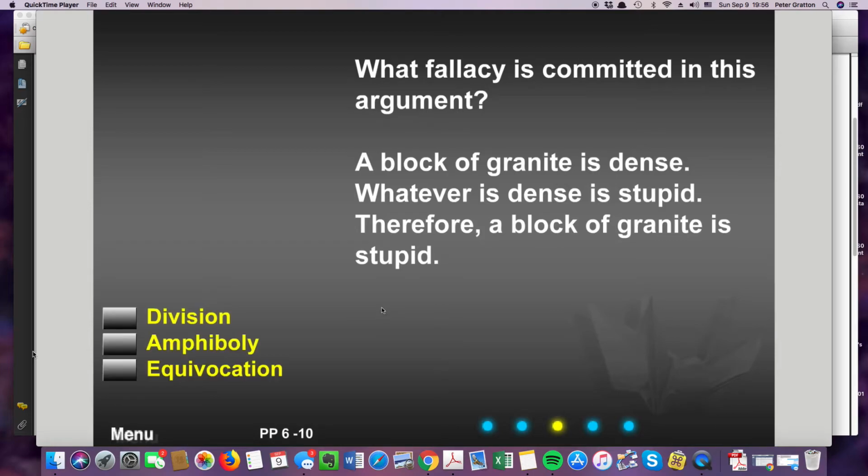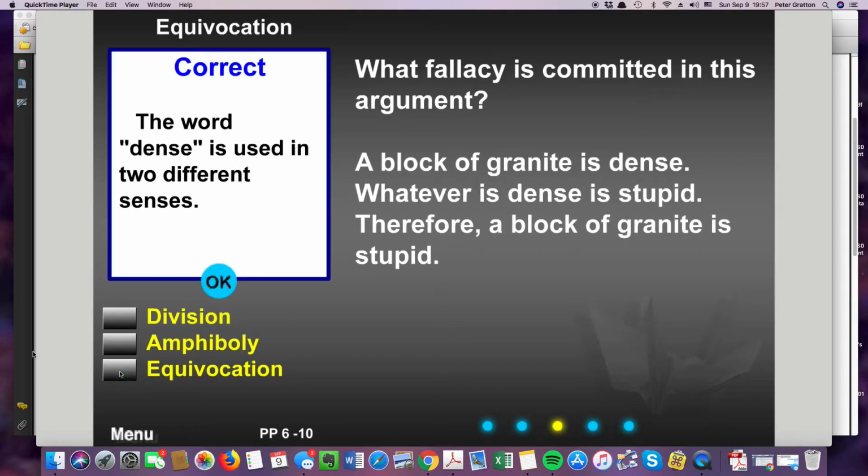Here's another one. A block of granite is dense. Whatever is dense is stupid. Therefore, a block of granite is stupid. Now, obviously, there are two meanings of the word dense. Do we have another person here? No. Is somebody saying, I heard this? No. So we have one person. So it's either amphibole or equivocation. Just because something is dense, there are two meanings. One meaning of the word dense has to do with density, and the other meaning of dense means to be stupid, right? And so that is equivocation. The word dense is used in two different senses.